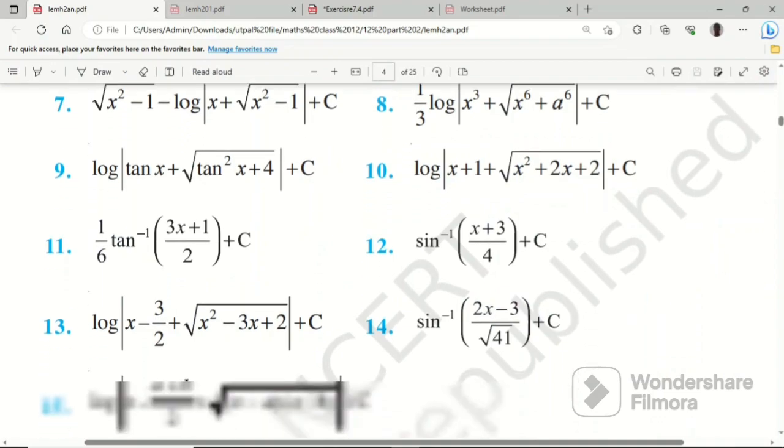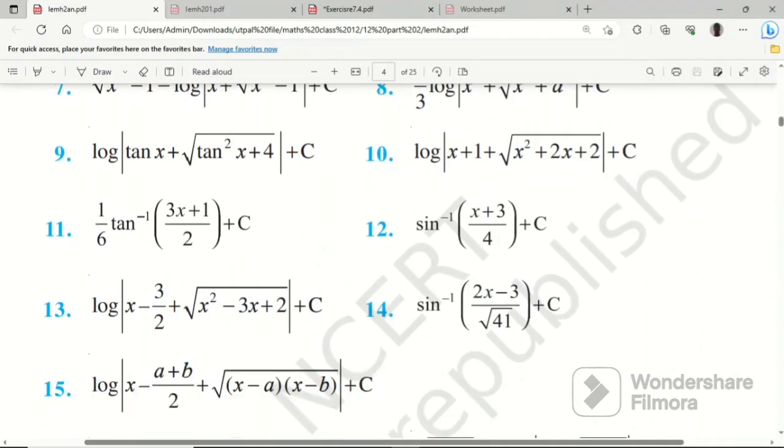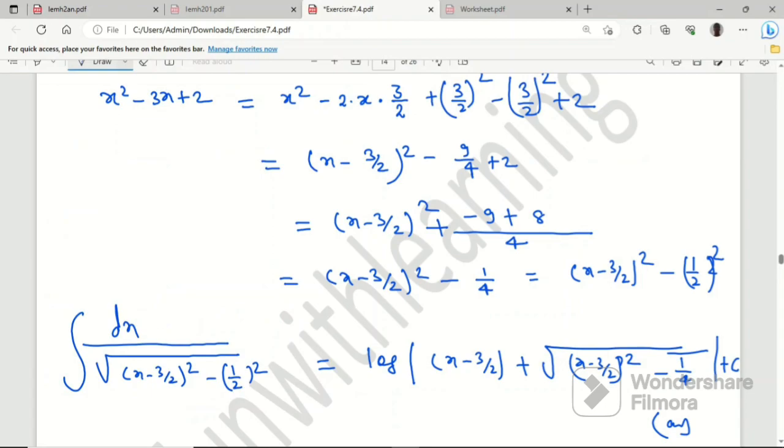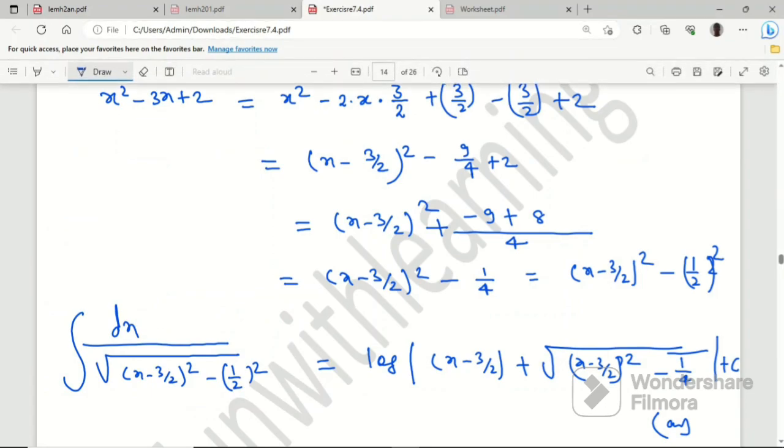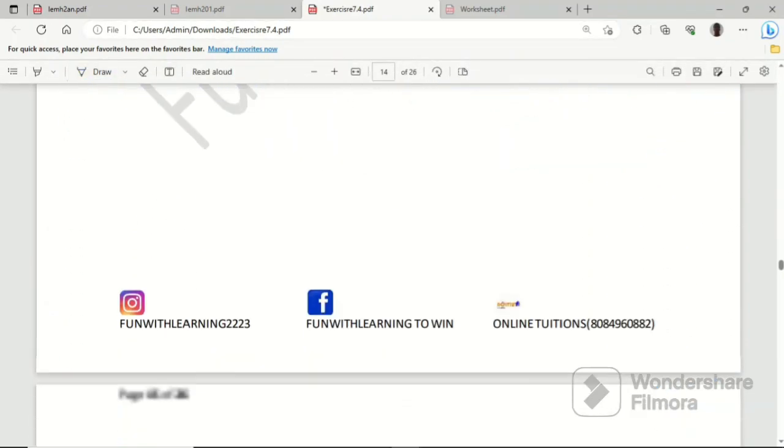x minus 3 upon 2. Yes, here they have expanded it. x minus 3 upon 2. So it is our answer. You can expand it. There is no problem. So now we are moving on to 14th number.